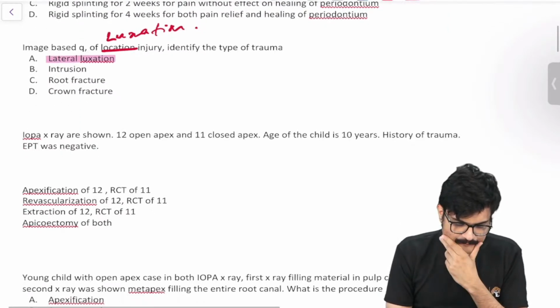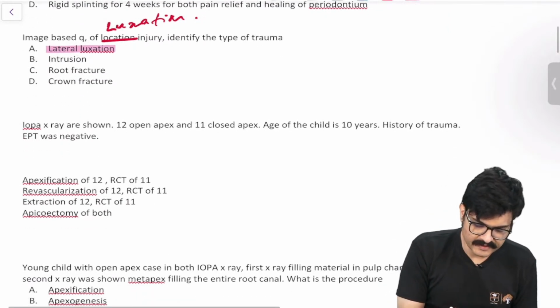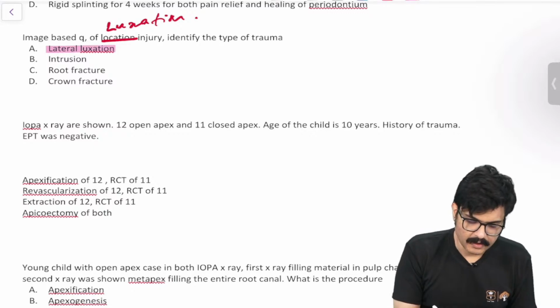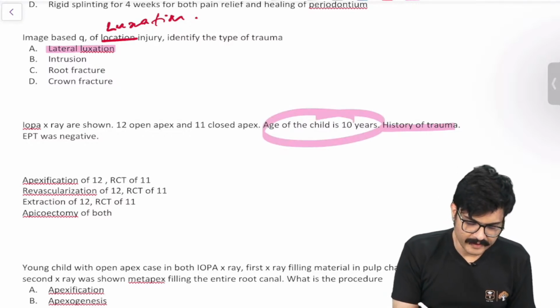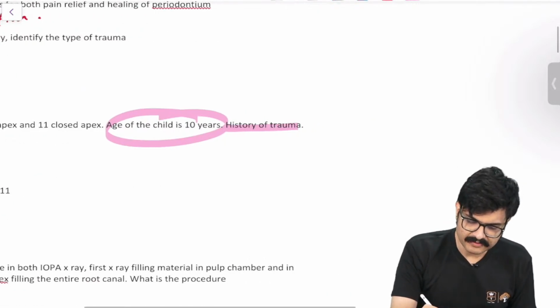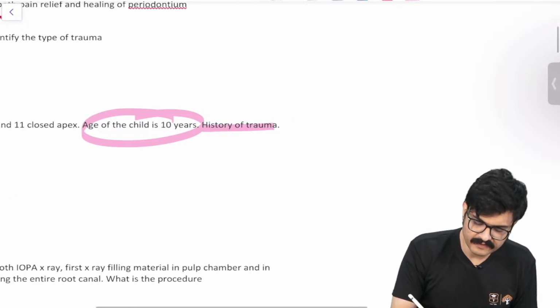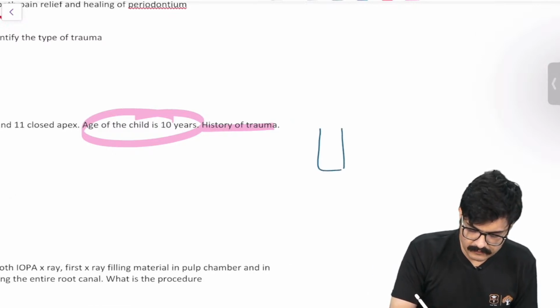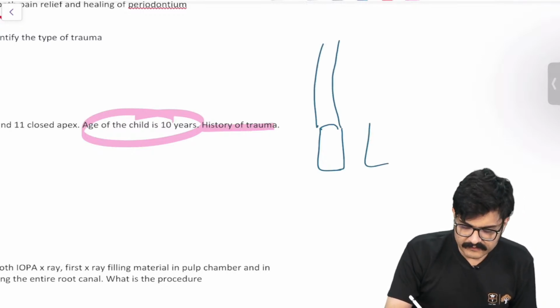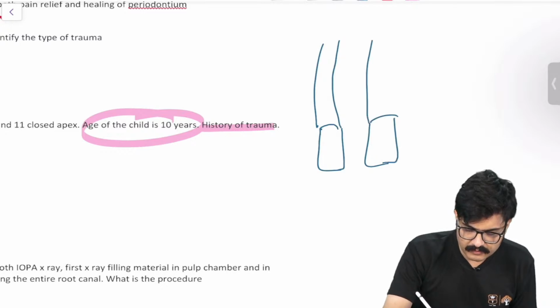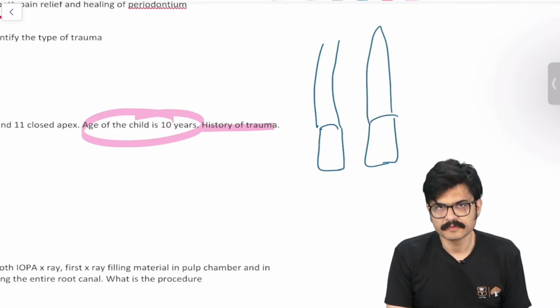Then we have an IOPA X-ray that is shown. All right. There is history of trauma. Age of the child is 10 years. Very clearly, the lateral incisor. So on the IOPA X-ray, you can see the lateral incisor with an open apex, and the central incisor with a closed apex, right, guys?